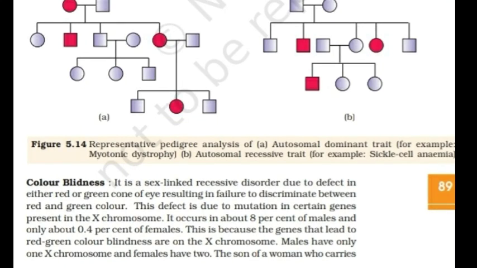Color blindness. It is a sex-linked recessive disorder due to a defect in either the red or green cone of the eye, resulting in failure to discriminate between red and green color. This defect is due to mutation in a certain gene present on the X chromosome. It occurs in about 8% of males and only about 0.4% of females. This is because the genes that lead to red-green color blindness are on the X chromosome. Males have only one X chromosome and females have two.